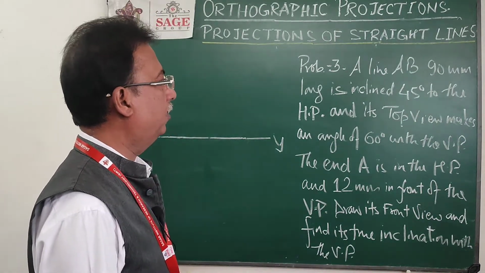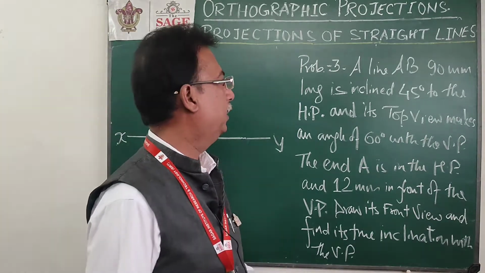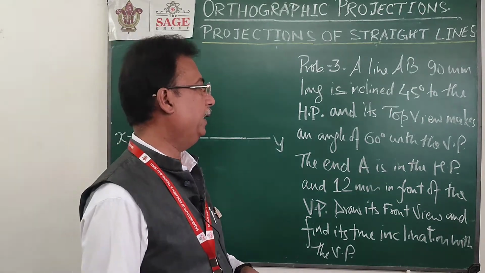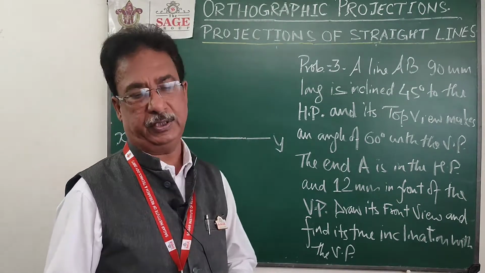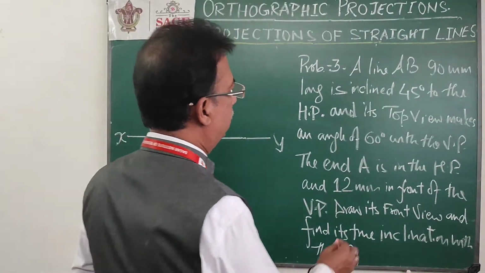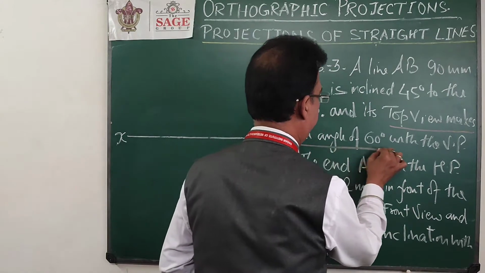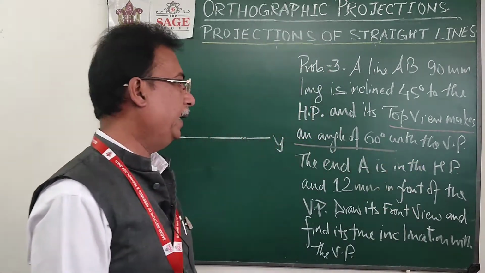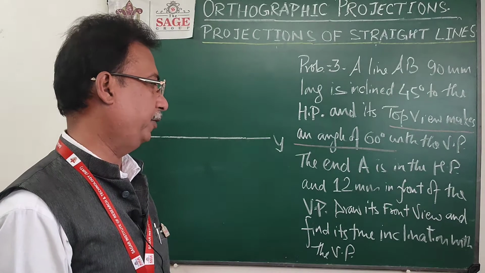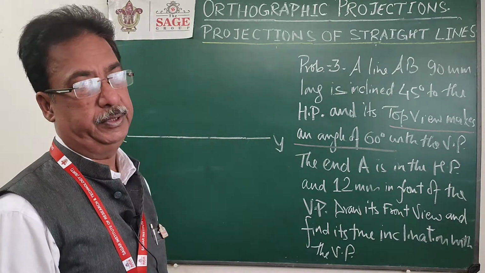Just read this problem. They are saying a line AB 90 mm long is inclined at 45 degree to the HP and its top view makes an angle of 60 degree with the VP. Look at this statement: the top view makes an angle of 60 degree with the VP. The end A is in the HP and 12 millimeter in front of the VP. Draw its front view, find its true inclination with the VP.